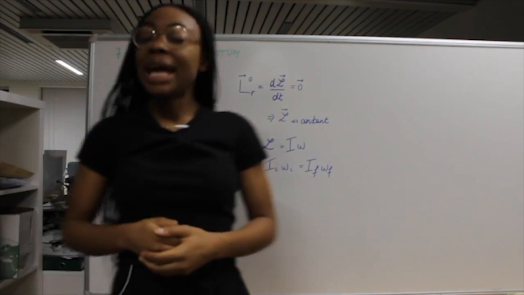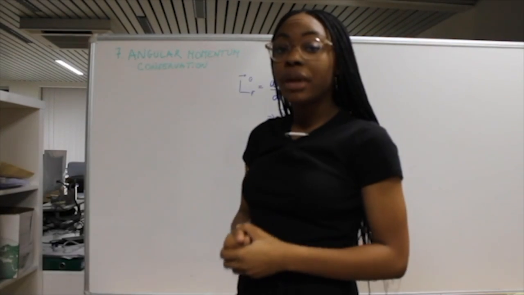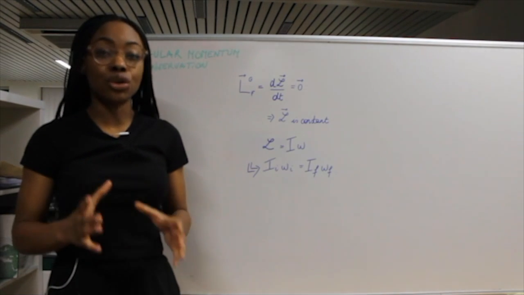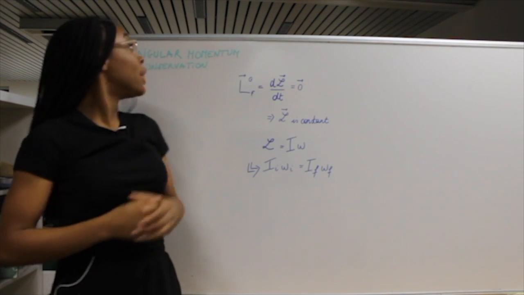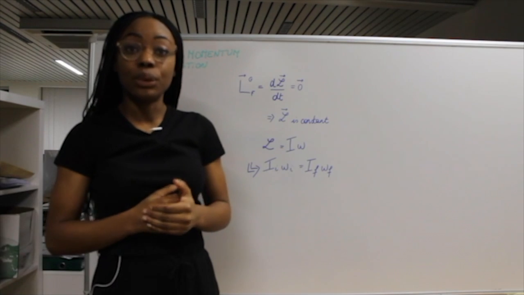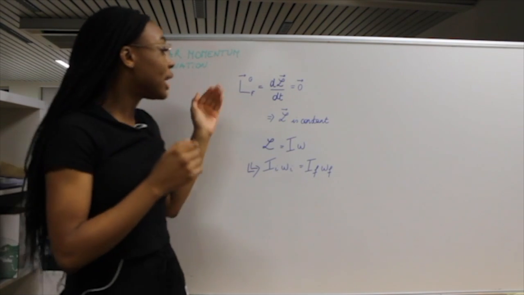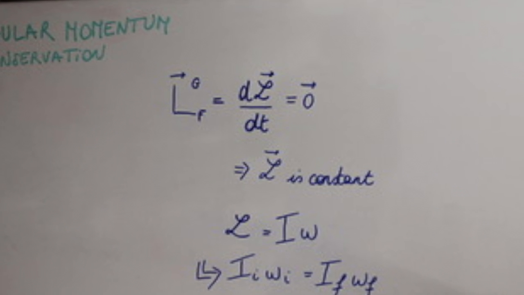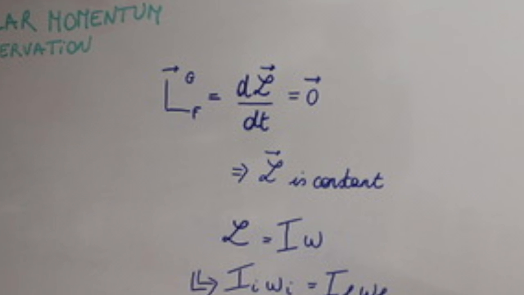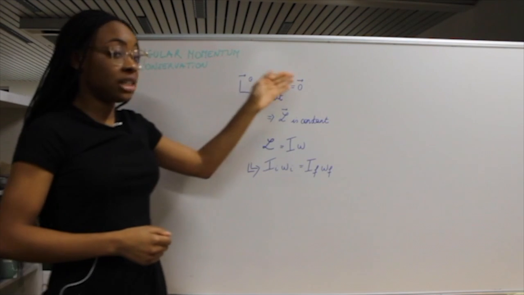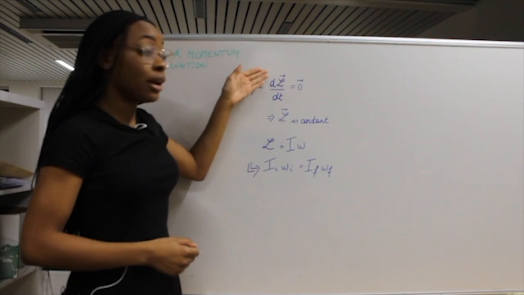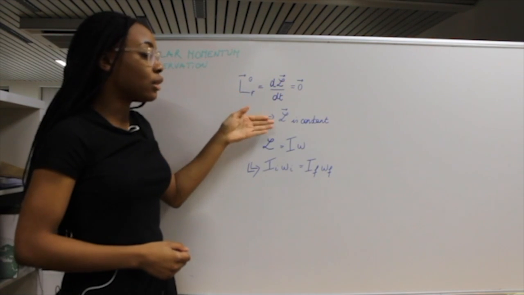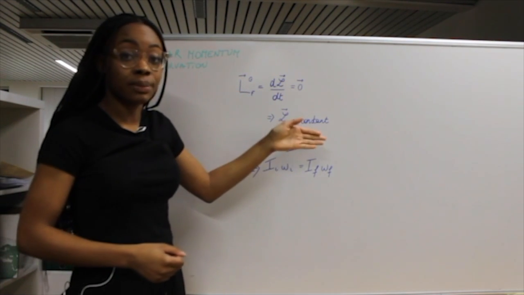Now we're going to look at the angular momentum conservation. The angular momentum conservation states that if there's no net external torque acting on a system, the angular momentum remains conserved, which means constant. If we look at the equation we derived, we see that the net external torque equals the change in angular momentum over time. If this equals 0, the change in angular momentum over time is also going to equal 0, and thus the angular momentum is constant.